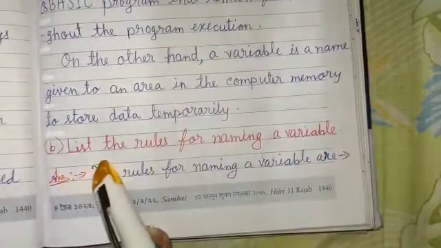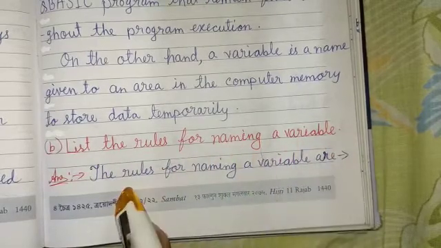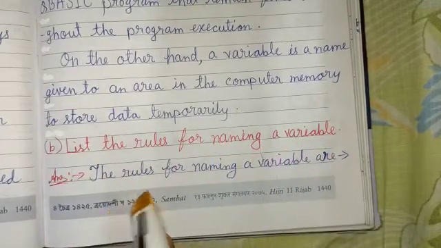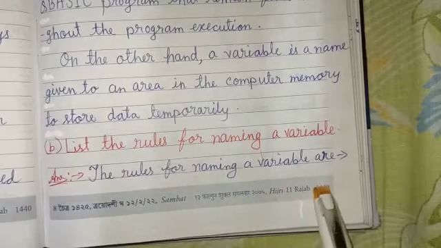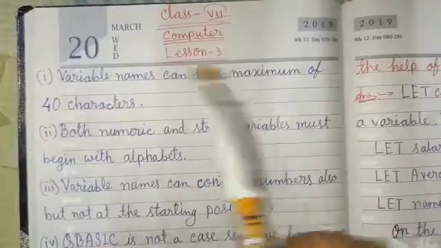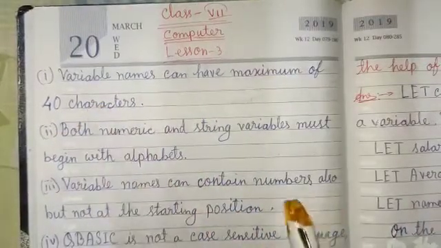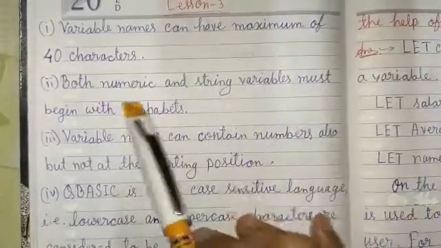Next, question number B. List the rules for naming a variable. You have to give the rules for naming a variable. The rules for naming a variable are: rule number 1. A variable name can have a maximum of 40 characters.